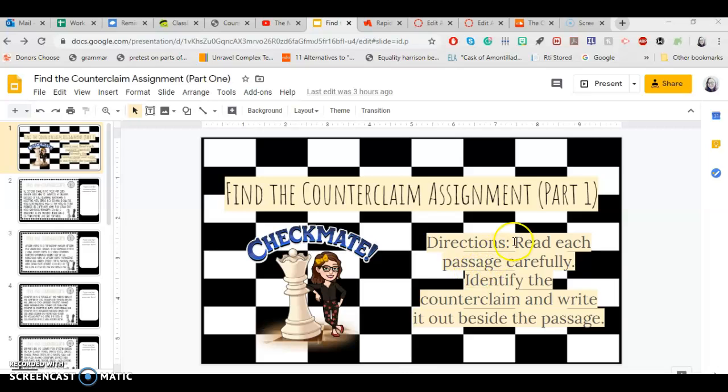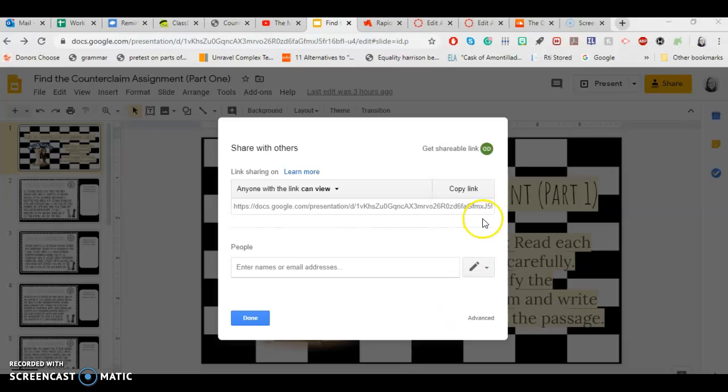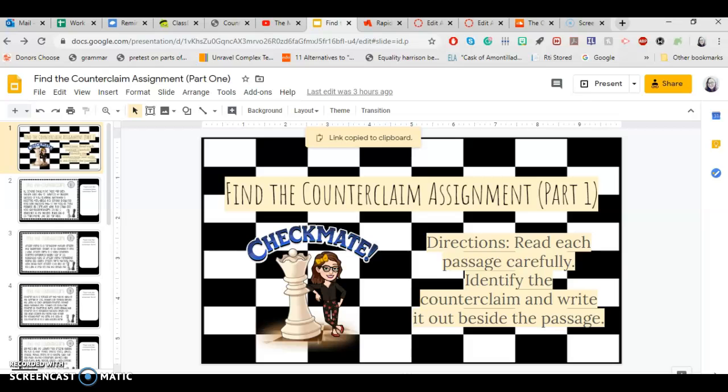So a couple of quick reminders before we get started. If you are going to submit a Google Slides assignment, you have to click on this share button, and then you have to click on get shareable link, and I'll show you what that looks like in a second. So you will click on get shareable link, and then it'll say link copied to the clipboard, and that's what you need to do. If you downloaded the PowerPoint version, then you will need to save it and then upload it into Canvas.